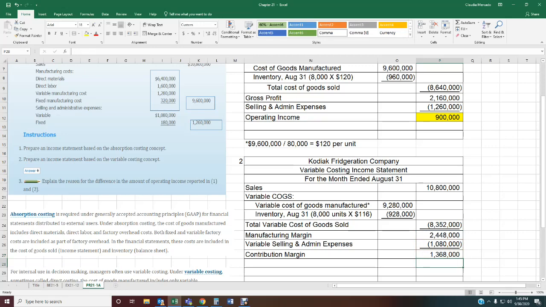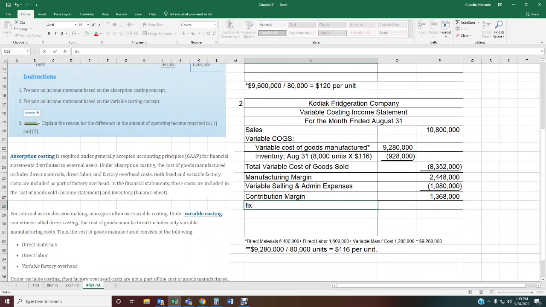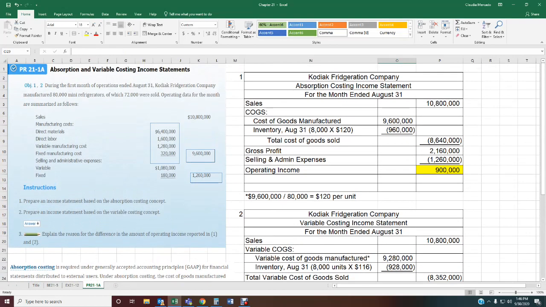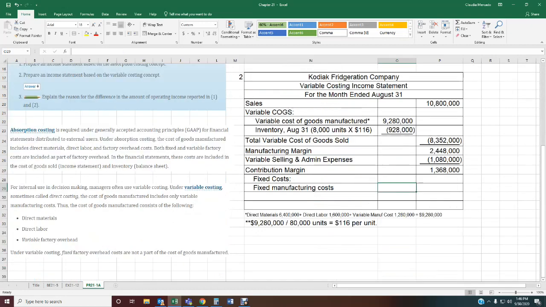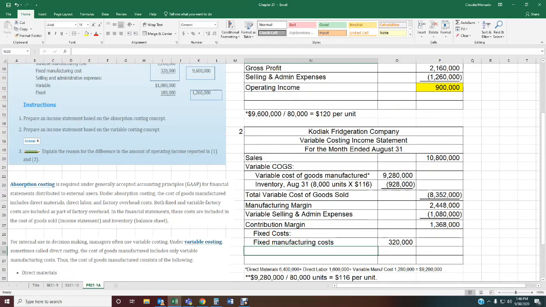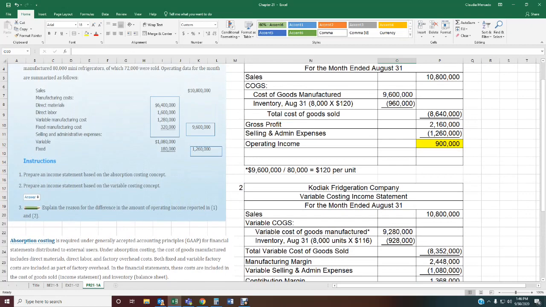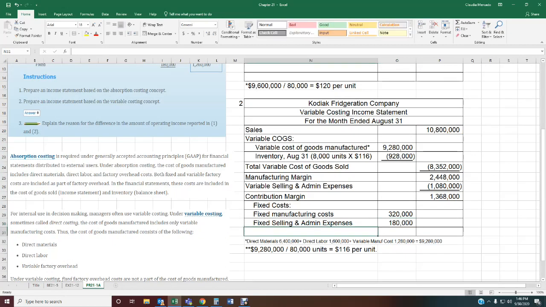So all of this top part takes into account only your variable cost. Now below that we're going to have our fixed costs. We're going to have fixed manufacturing costs. We had fixed manufacturing costs of 320,000. And then we have fixed selling and admin expenses, and my fixed selling and admin expenses are 180,000. So now I can calculate my operating income.